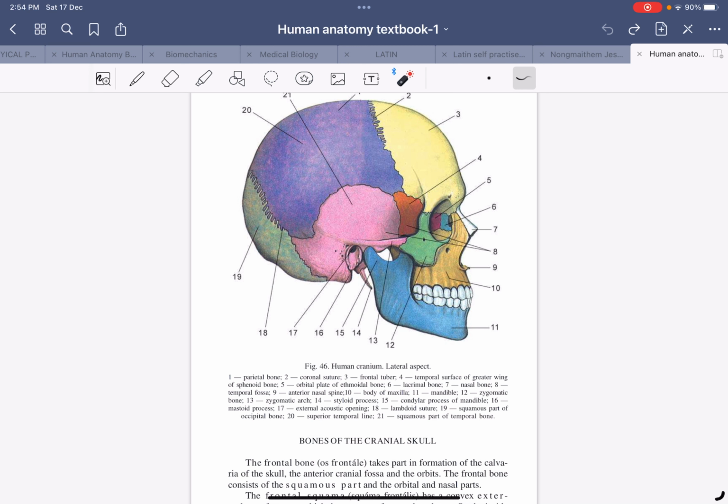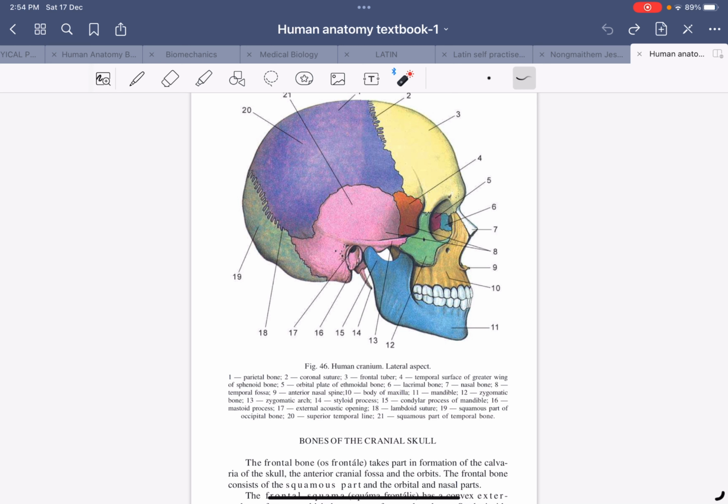And then important are this one also. This is the 17th one, which would be the external acoustic opening. This is where all the information about hearing from the external environment will be transmitted through the nerve at this hole.